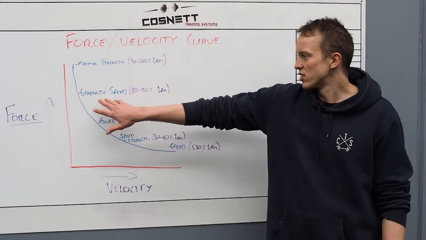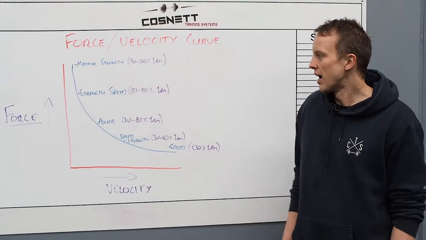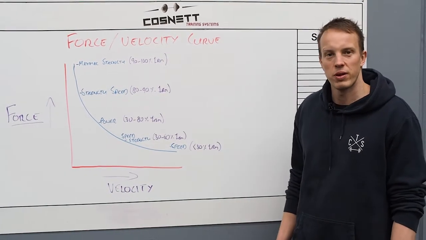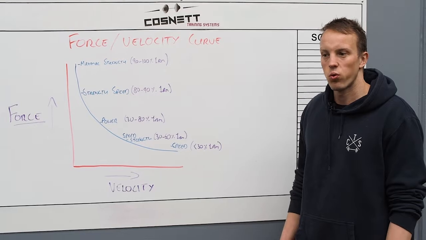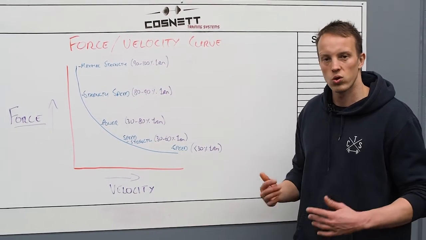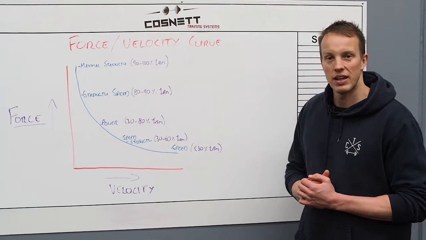Then next we have strength speed. So basically it's mostly strength with a bit of speed. Here we have something like a power clean. It's still quite heavy weight. A heavy power clean is still going to be quite an amount of force, quite an amount of weight, but it's going to be a bit quicker.